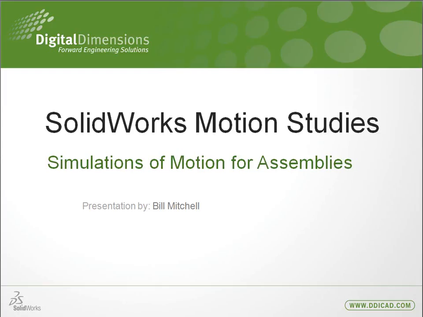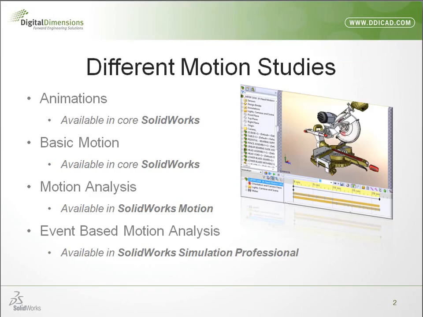So the first thing that we're going to cover as far as motion studies and animations are concerned within SOLIDWORKS are the different types of motion studies that you can create. The first type is a simple animation. This functionality is available in core SOLIDWORKS. In addition to the basic animations, you can also do basic motion studies in core SOLIDWORKS. In addition to those two types of studies, you can do motion analysis. This requires SOLIDWORKS Motion, which is available in any of the simulation products or SOLIDWORKS Premium.